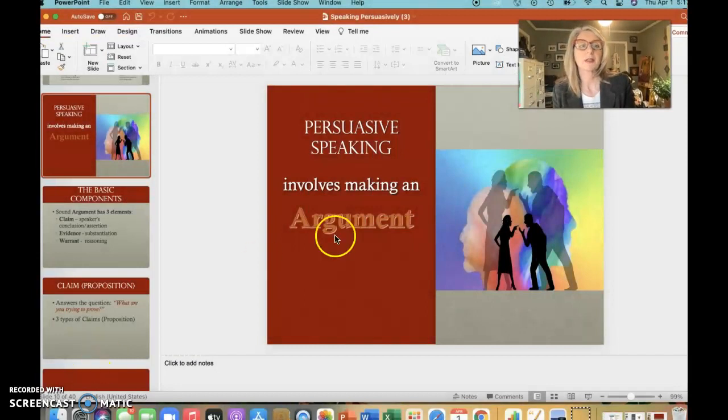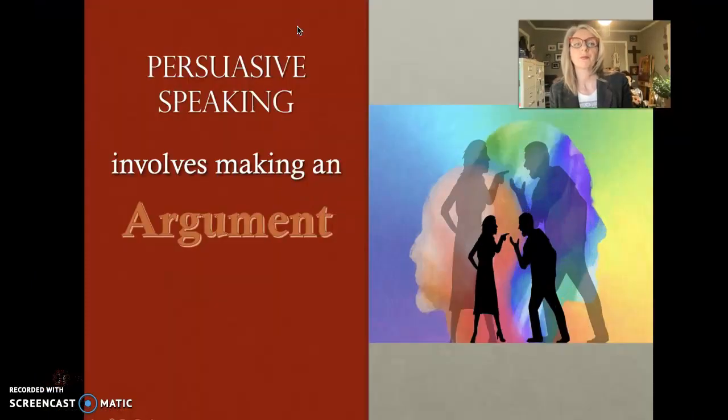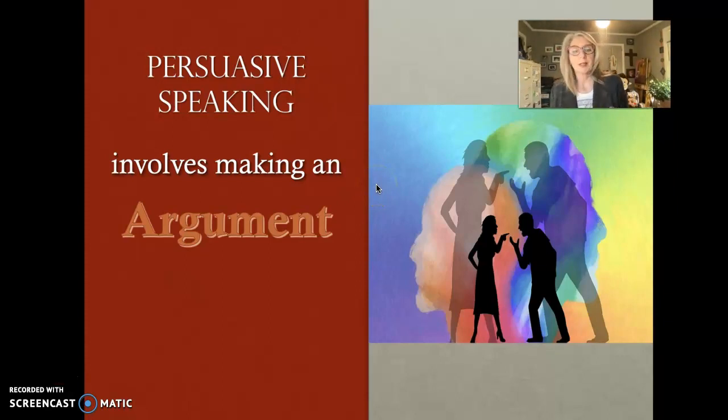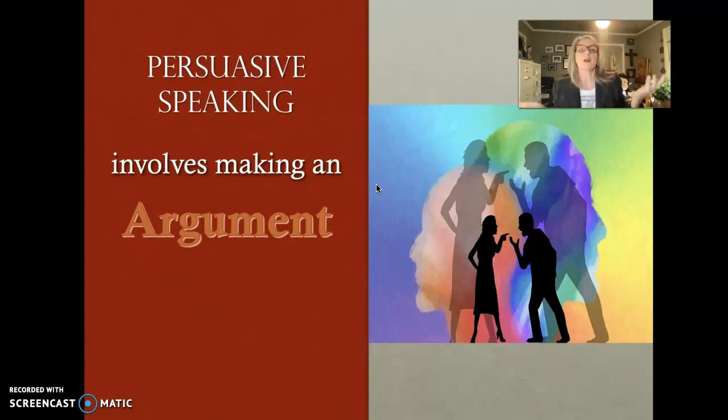So persuasive speaking involves an argument, right? You're arguing for something. Persuasion and argumentation are different things, but it does involve logic. It involves figuring out the best way to make your argument, with evidence and supporting materials. You've been learning this already in informative speaking, so this is not new for you.